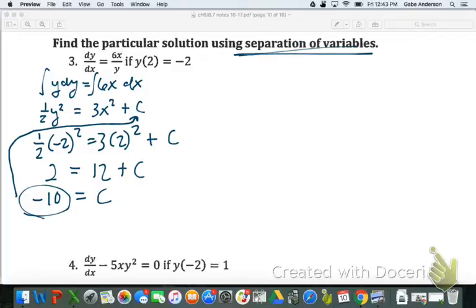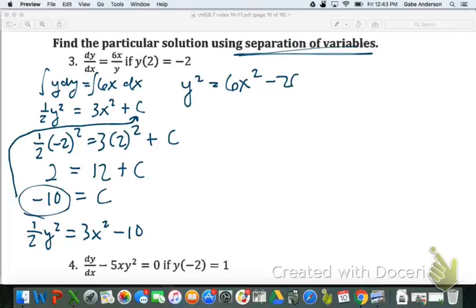I'll start down here again. It'll be 1/2 y squared equals 3x squared minus 10. And now my final goal is to solve for y. So I need to multiply through by 2 to get rid of that 1/2. That'll give me y squared equals 6x squared minus 20. And then my final step is to square root both sides. So y equals plus or minus square root of 6x squared minus 20.